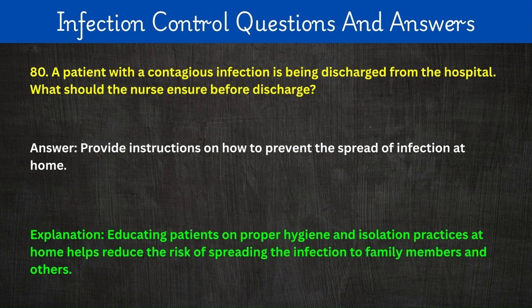80. A patient with a contagious infection is being discharged from the hospital. What should the nurse ensure before discharge? Answer: provide instructions on how to prevent the spread of infection at home. Explanation: educating patients on proper hygiene and isolation practices at home helps reduce the risk of spreading the infection to family members and others.